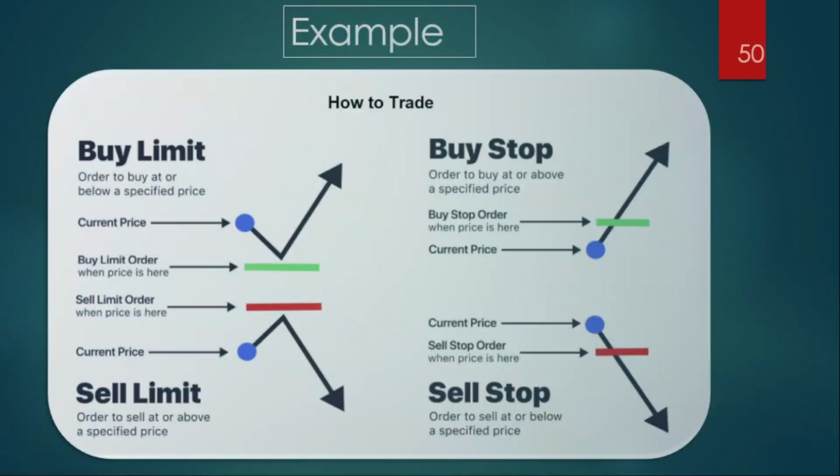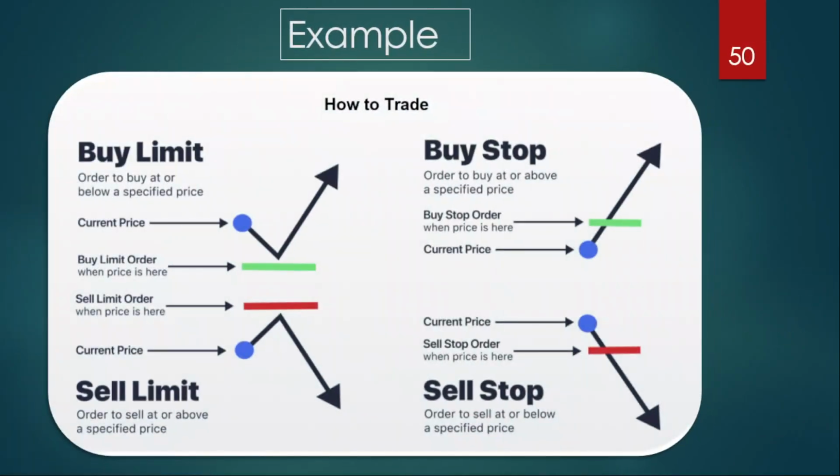So moving on, we have what we call a buy limit order. A buy limit order is an order to buy at or below a specific price.